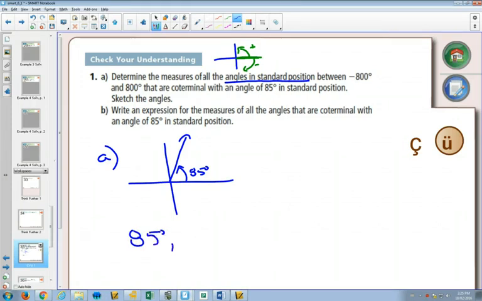So we'll start with 85 degrees. Can you see if you add 360 to that, you would get 445 degrees. If you added 360 again, you get 805, but since that's past, I'll put an X through it, because we just need to have all the ones up to 800 degrees. But we also have to go in the negative direction. If you took 85 and you subtracted 360, what would you get?